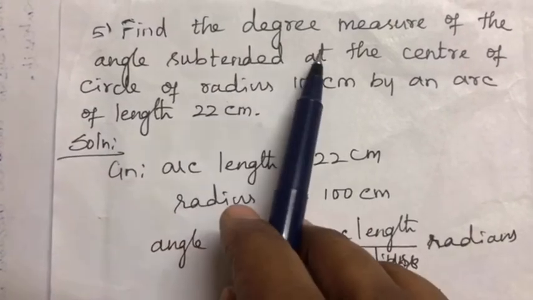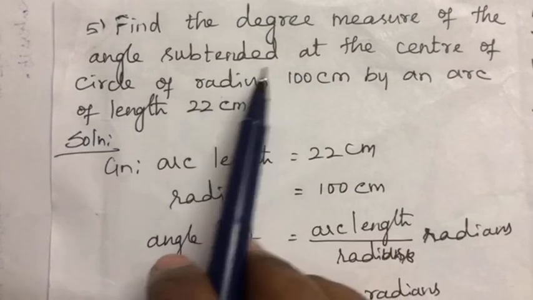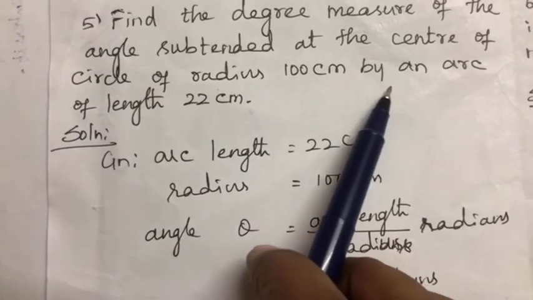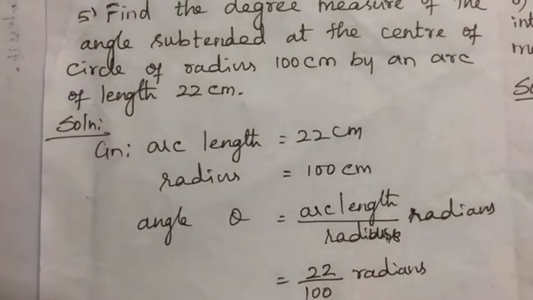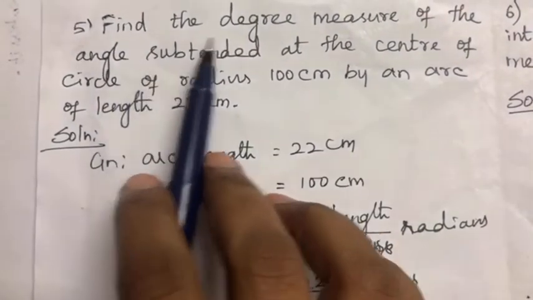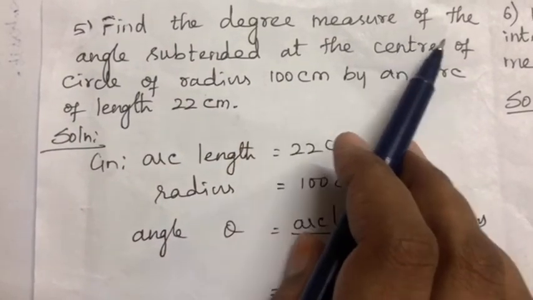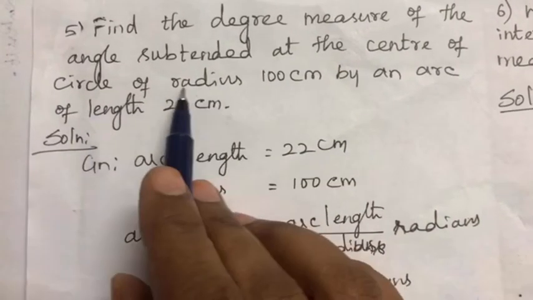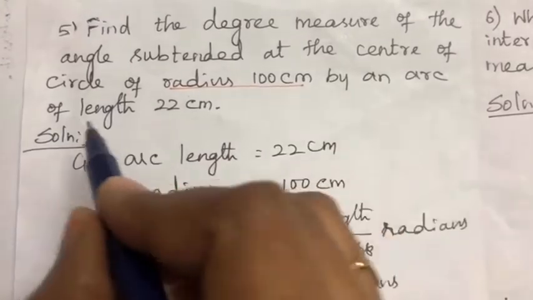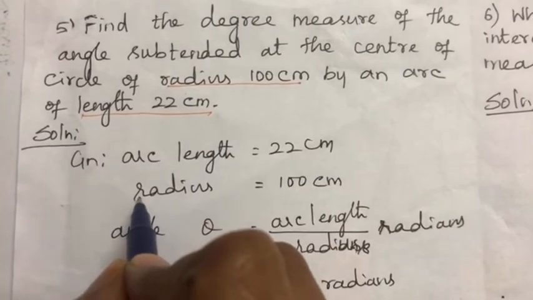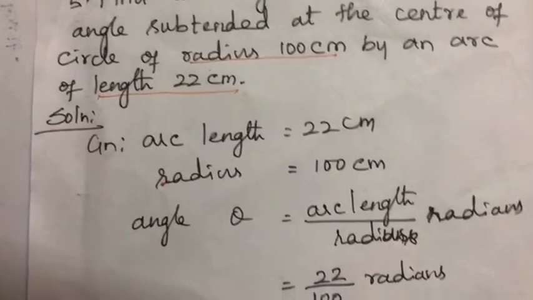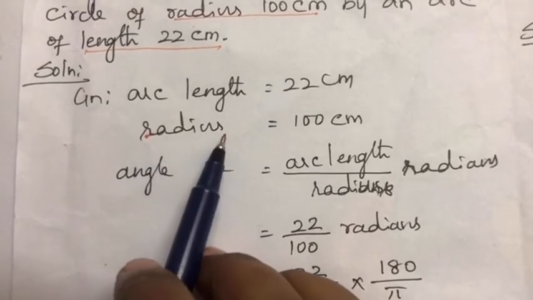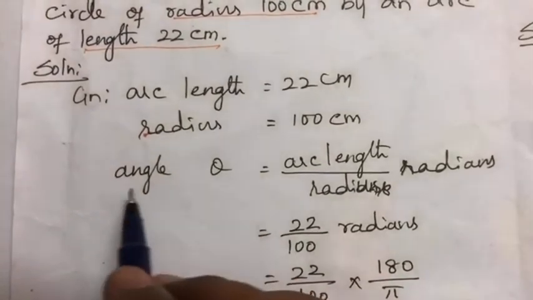Find the degree measure of the angle subtended at the center of the circle of radius 100 centimeter by an arc of length 22 centimeter. So, find the degree measure. We have to find the degree measure of the angle subtended at the center of the circle, and its radius is 100 centimeter and arc length is 22 centimeter. So, it's given that arc length is equal to 22 centimeters and radius is equal to 100 centimeter. We have to find the angle.